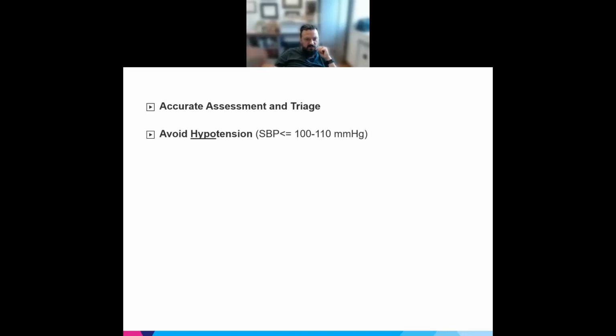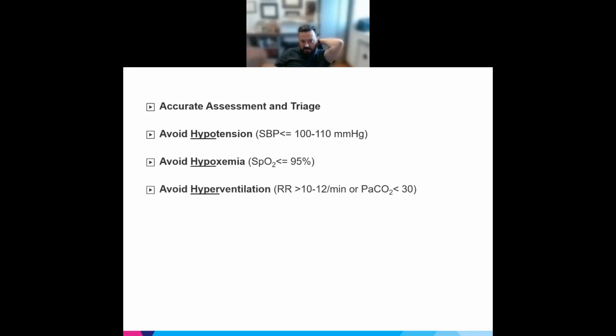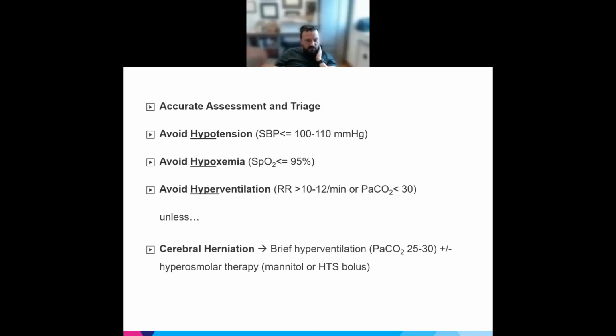Avoid hypotension. In TBI patients, it's really 100 to 110 to start with; we typically say 110 just to make it easier. In other patients, it's going to be a systolic of less than 90. Avoid hypoxemia in patients and correct these things if you find them. Again, don't hyperventilate patients if they don't need it. And then temporize and definitively manage cerebral herniation if they have any.